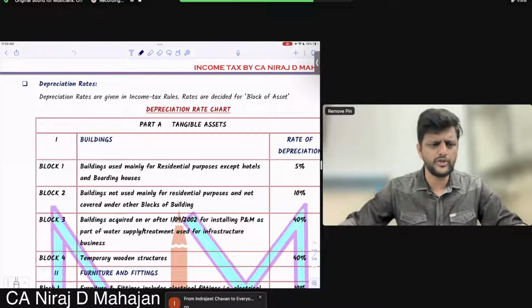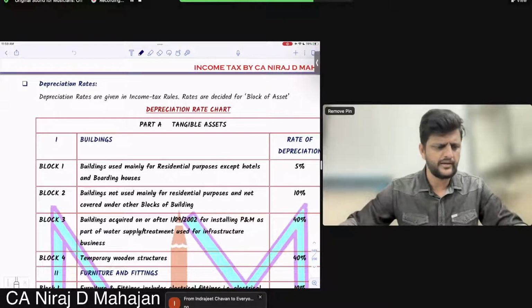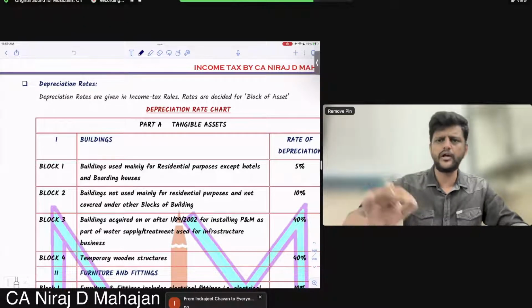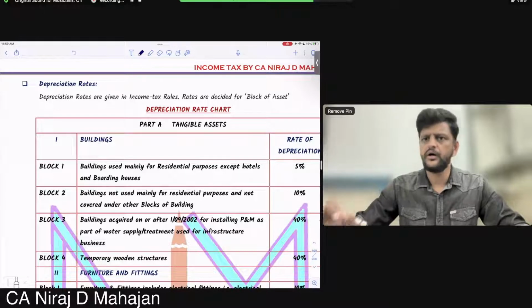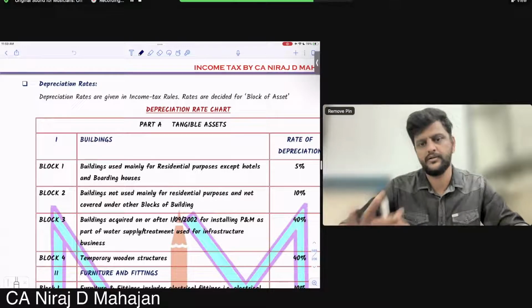You have done in CA Foundation also, in basis of accounting, methods of depreciation. I think Niraj is back. There are methods of depreciation. Clear till here? And there are many methods. For a company, how or where can we find methods of depreciation for a company?